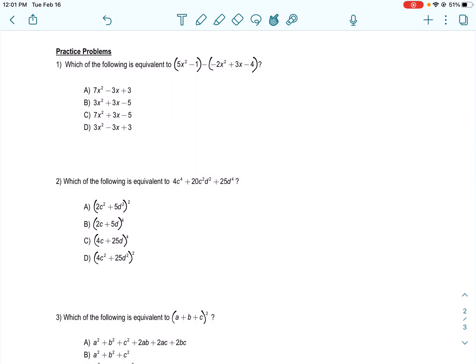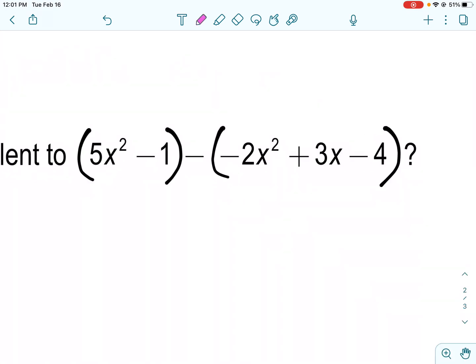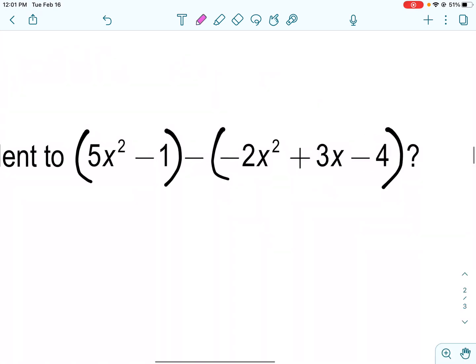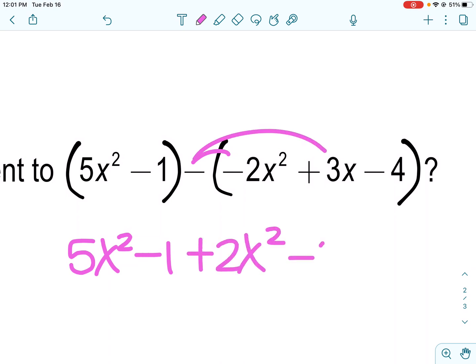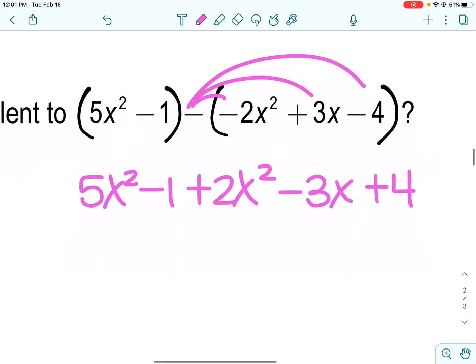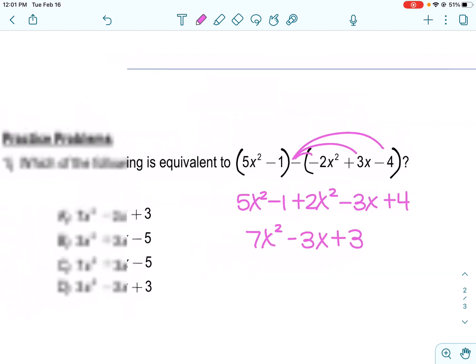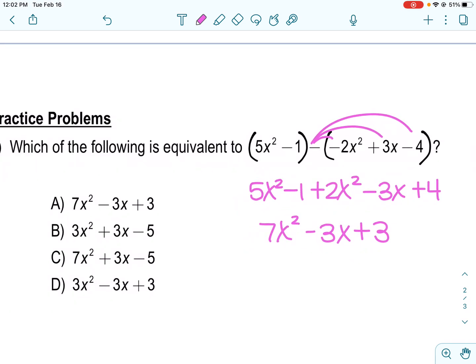So for this one is super simple. It's just subtracting polynomials, okay? So the one thing you have to be careful of here is to first distribute that negative, okay? It's going to change all of these signs. So plus 2x squared minus 3x plus 4, and then you're just combining like terms and putting it in standard form. So 5x squared plus 2x squared is 7x squared. Then I have a negative 3x. And then negative 1 plus 4 is 3. All right, so that is option A.